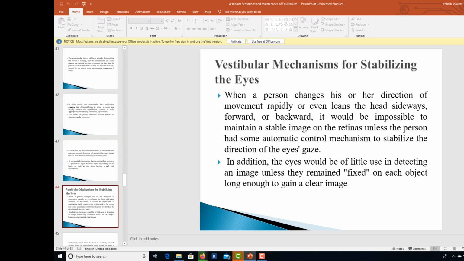Vestibular mechanisms are there for stabilizing the eyes. When a person changes his or her direction of movement rapidly or even leans the head sideways, forward or backward, it would be impossible to maintain a stable image on the retinas unless the person had some automatic control mechanism to stabilize the direction of the eye's gaze. In addition, the eyes would be of little use in detecting an image unless they remained fixed on each object long enough to gain a clear image.